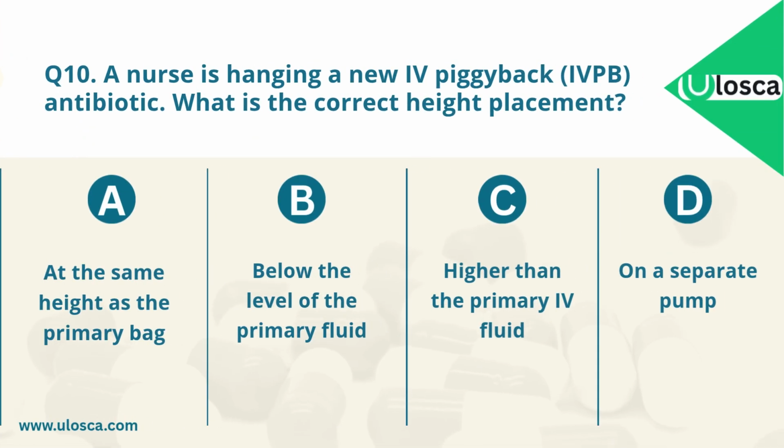Question 10. A nurse is hanging a new IV piggyback antibiotic. What is the correct height placement? A. At the same height as the primary bag. B. Below the level of the primary fluid. C. Higher than the primary IV fluid. D. On a separate pump. Which one is the correct answer?